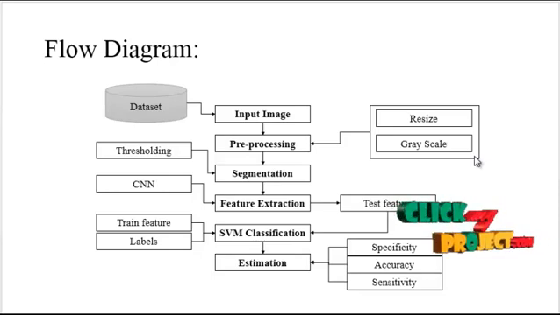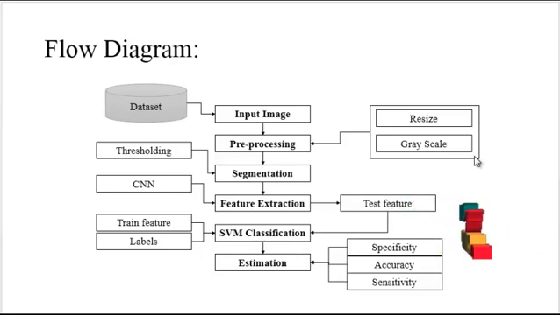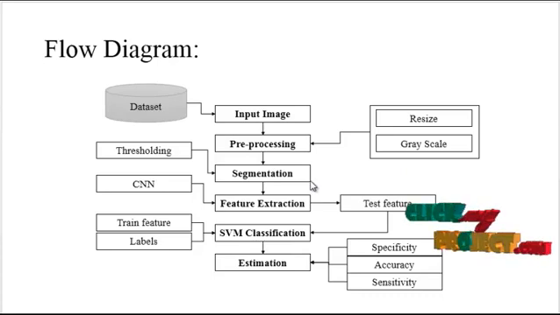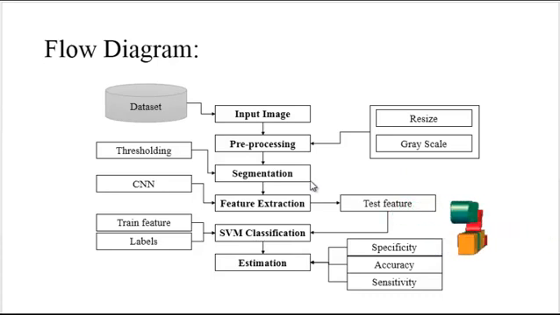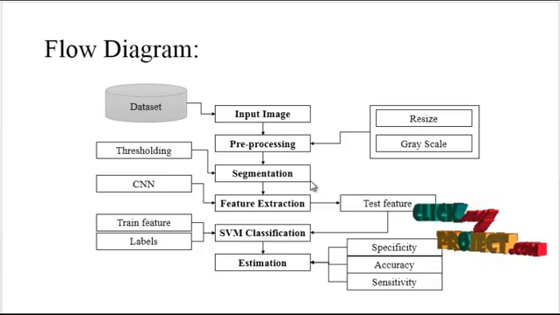After converting the image into grayscale form, we do the segmentation. Segmentation means we have to segment the affected portion. For example, if the input image has a tumor region, that particular tumor region will be extracted, that is the segmentation. Here we are using the threshold and morphological algorithm to segregate the tumor region.